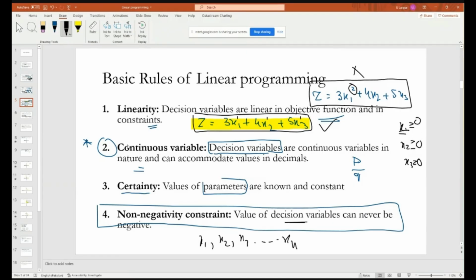So a few things. The decision variable can accommodate a value in decimal. The decision variable can accommodate a value in whole numbers. The decision variable can accommodate a value of 0, but not a negative value. The negative value is forbidden in linear programming, right? And it has a methodological implication as we go along.